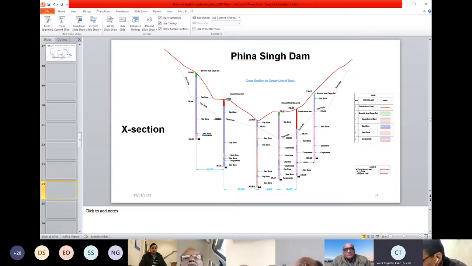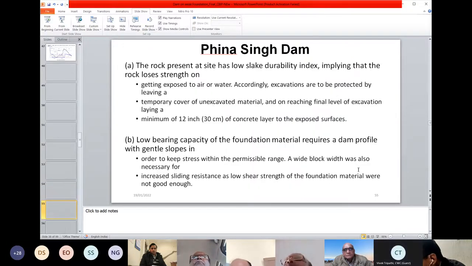So this is the borehole data. This is the cross section. You can see the claystone is predominantly found at the foundation level. The rock present at the site has a very low slake durability.